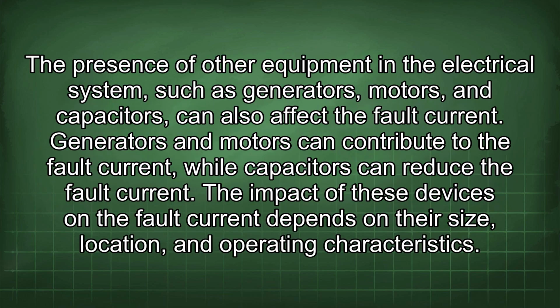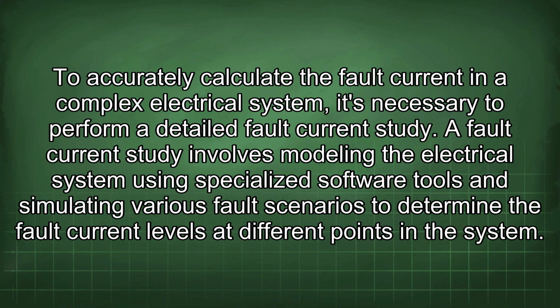The presence of other equipment in the electrical system, such as generators, motors, and capacitors, can also affect the fault current. Generators and motors can contribute to the fault current, while capacitors can reduce the fault current. The impact of these devices on the fault current depends on their size, location, and operating characteristics. To accurately calculate the fault current in a complex electrical system, it's necessary to perform a detailed fault current study. A fault current study involves modeling the electrical system using specialized software tools and simulating various fault scenarios to determine the fault current levels at different points in the system.